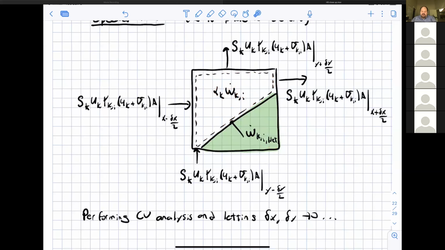Okay, and then also you have the transport of species out due to convection and also due to species diffusion. Okay, so again, this looks almost the same as it did before, with the exception of the volume fraction and the heterogeneous species that are produced by phase change.